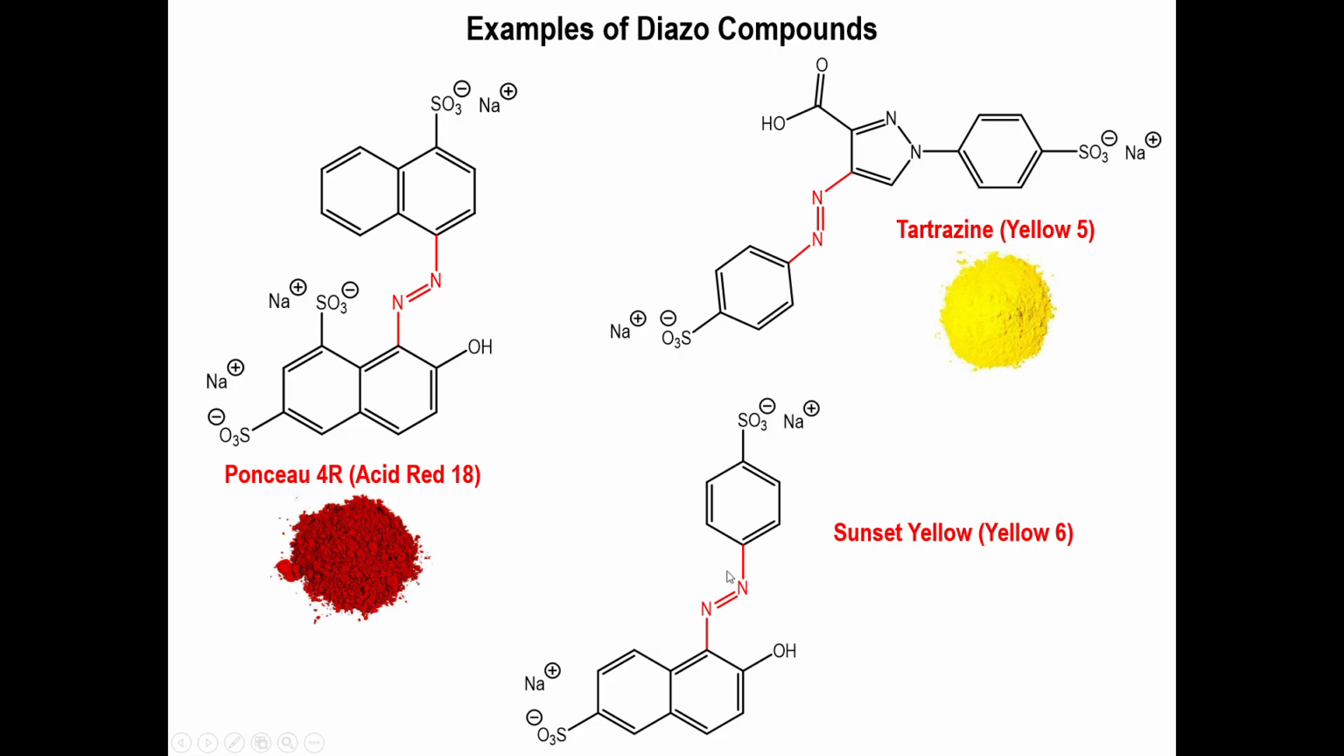And just to give you one more example, here we have another diazo compound, also rendered soluble in water by having the sulfonate groups present on it. This is called sunset yellow or yellow 6. And yes, in pure form it looks more orange, so take it for what it is, right? Once you dissolve it, depending on the dilution, it will probably look yellow. But the pure thing looks more orange to me personally.